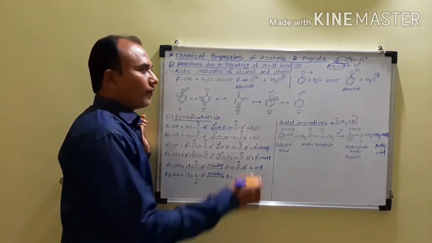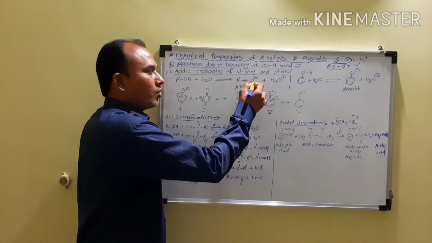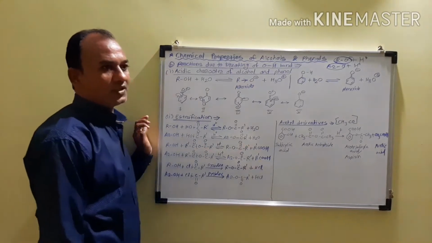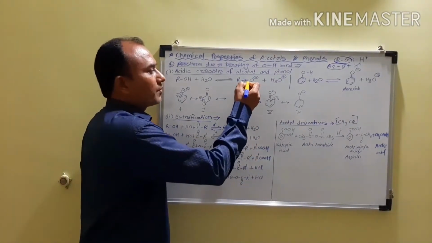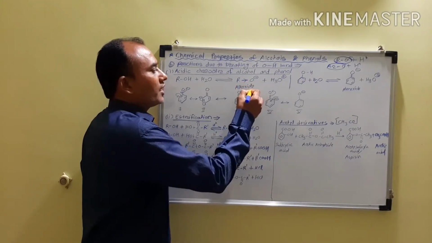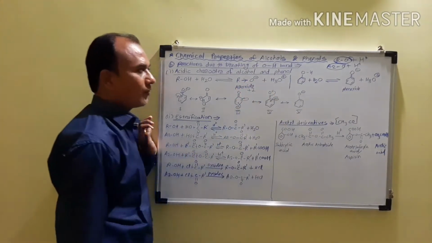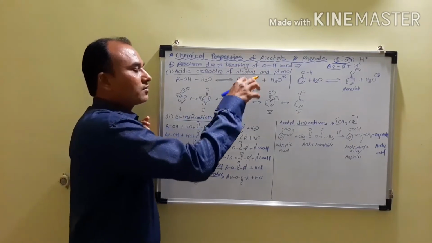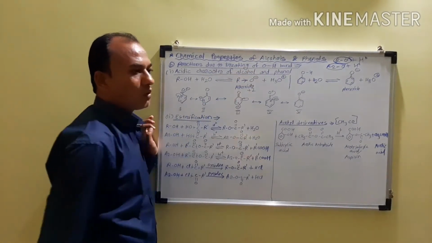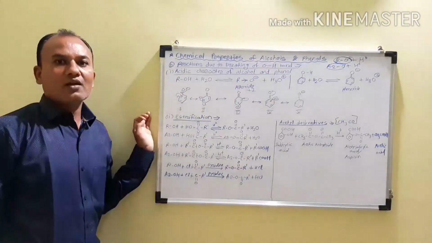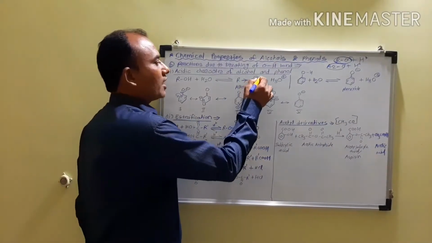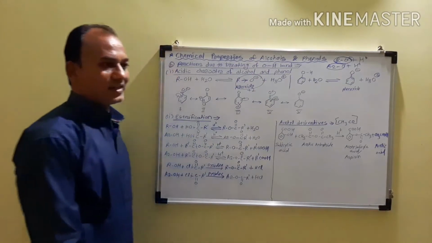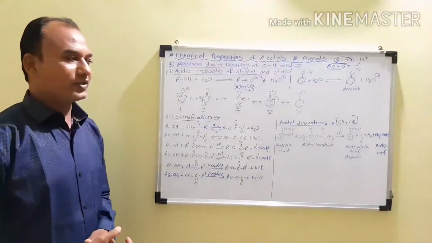When we consider the electronegativity of oxygen and carbon, oxygen is more electronegative than carbon, and due to that there will be a positive inductive effect, the plus I effect. Due to that, the electron density on the oxygen increases due to the positive inductive effect, and therefore the alkoxide ion becomes less stable after ionization.